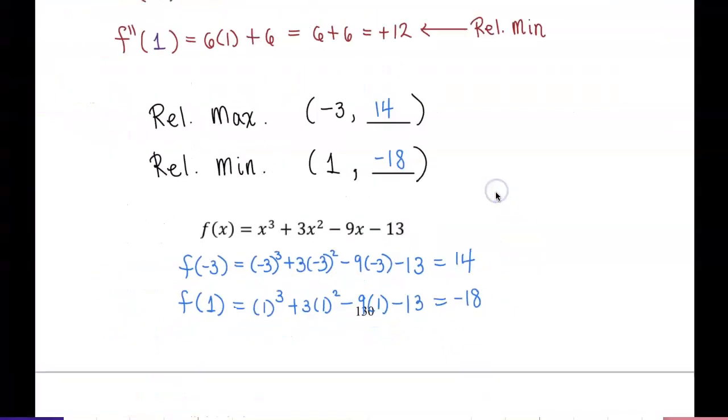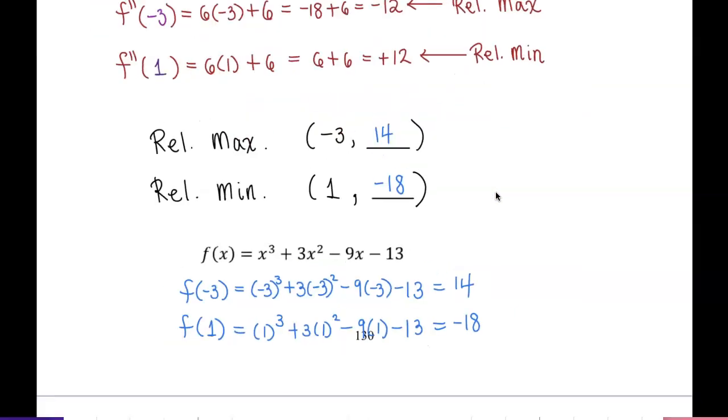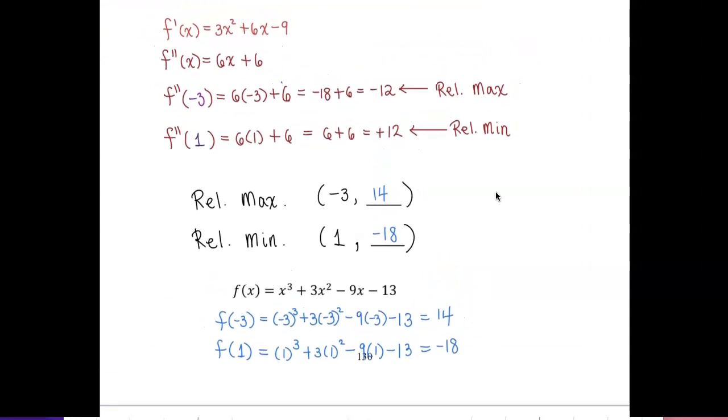So this is how you can use the second derivative test to find if a critical point is a relative maximum or relative minimum.